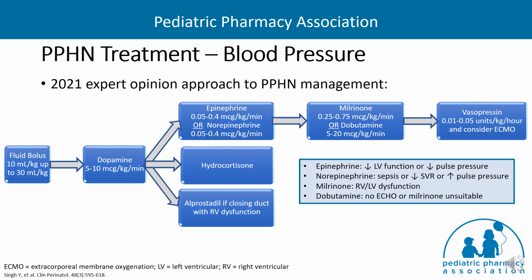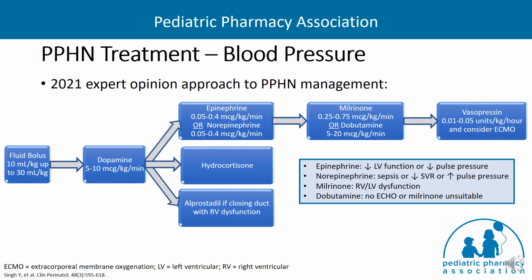Similar but slightly different, a NICE review article was published in the Clinics in Perinatology in 2021, and this provided an expert approach to PPHN management. So similar to the American College of Critical Care Medicine, it similarly starts with fluid resuscitation and then dopamine at the middle dose ranges again. Next, there are 3 strategies to consider. Similar to before, it includes epinephrine and hydrocortisone, but this expert opinion here also recommends consideration of norepinephrine instead of epinephrine.